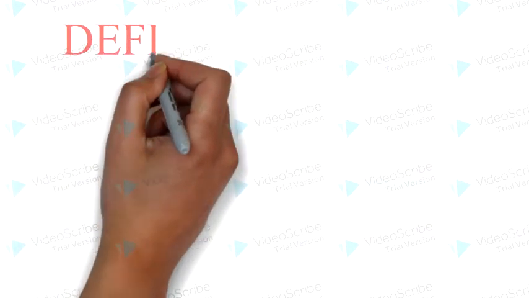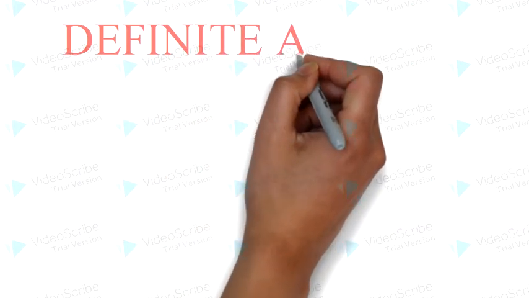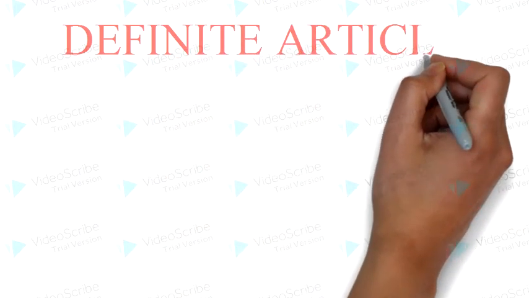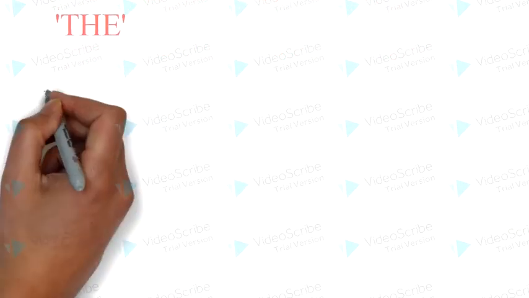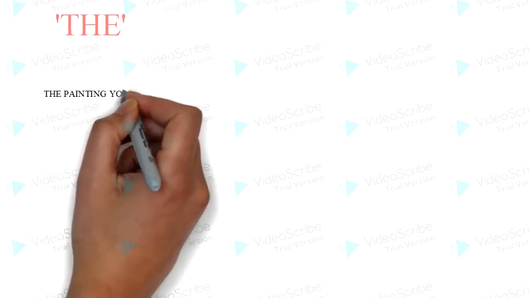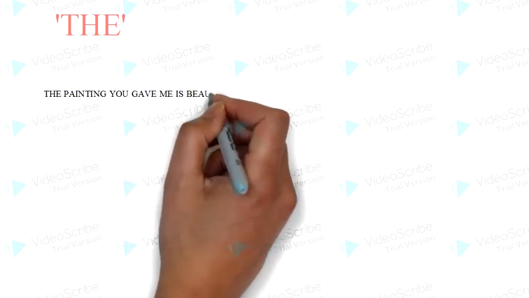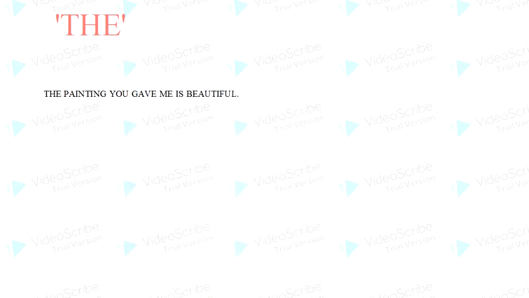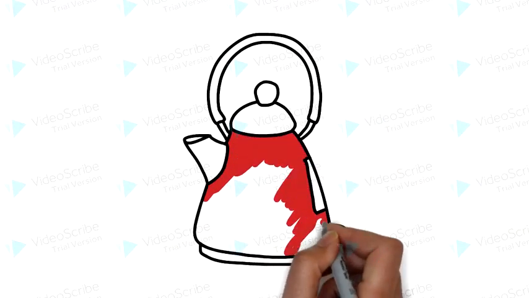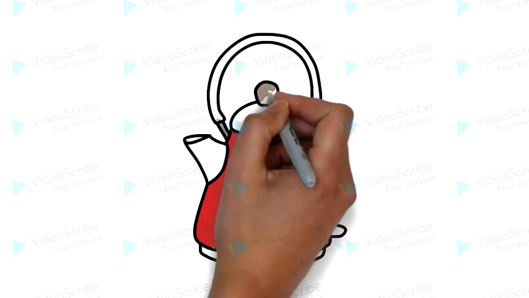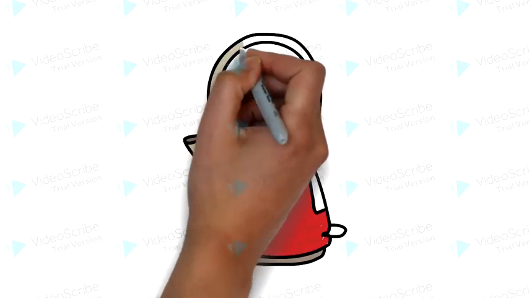Now let's talk about the article the. The is a definite article, and to speak about a particular person or thing or one already referred to, we use the article the. For example, the painting you gave me is beautiful. Here we used the because this painting was already introduced. Next, before uncountable nouns to give them a specific identity. For example, the tea in the kettle is cold.